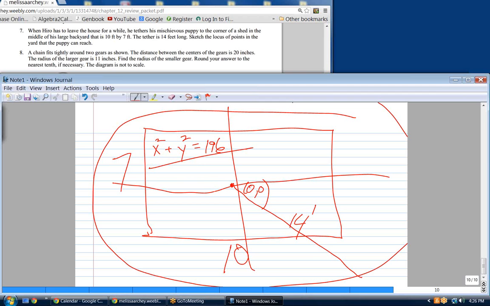So there is the locus of points that the puppy can reach. And what this defines is the circumference of the circle. This is a very strange problem. I think it's a misprint somewhere. I don't think they meant to give us a backyard that was smaller than the tether in all directions. What would the point be? You're not going to tether your dog so that he can get out of the yard. You're going to tether him so he has to stay within 14 feet of his circular post.